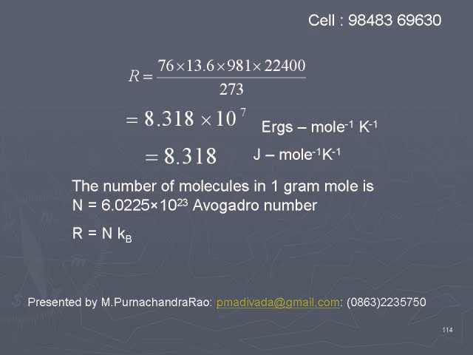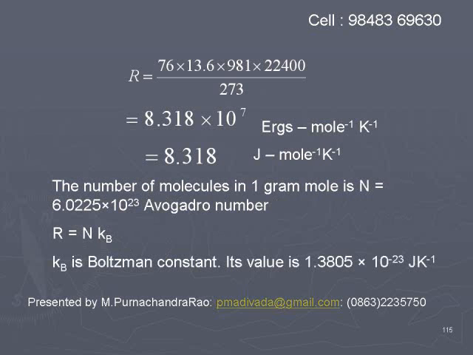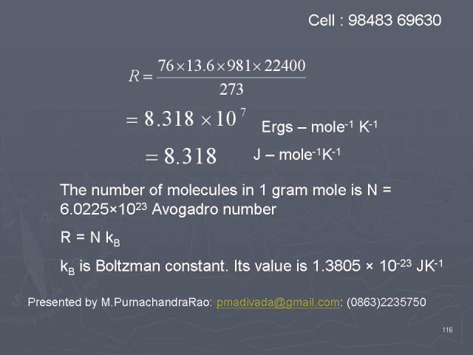We have capital R is equal to N into Kb, where capital R is the universal gas constant and Kb is the Boltzmann constant. So, we can evaluate the Boltzmann constant from the value of capital R. On calculation, we will get Kb as 1.3805 into 10 to the power of minus 23 joules per Kelvin.